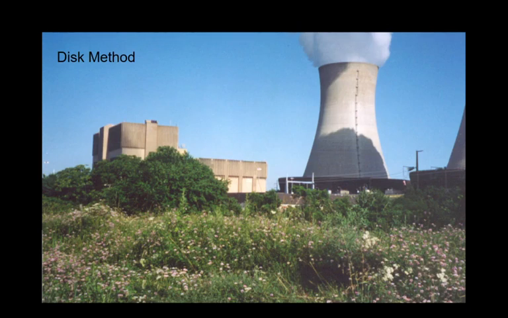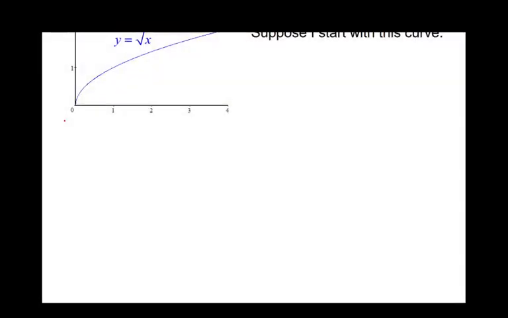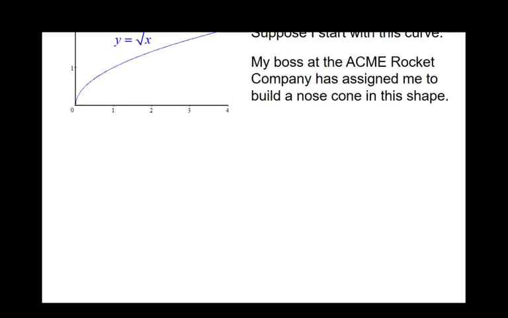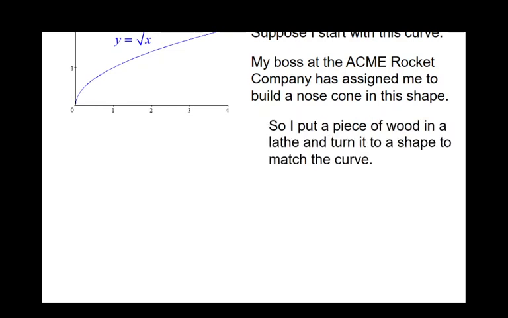Okay, so a basic example would be something like this. Suppose I start with this two-dimensional curve, square root of x, something we know. And my boss wants to use this shape to build the nose cone of a rocket. So I'm going to put a piece of wood into a lathe and turn it to match this curve. Basically it's those videos where you see the piece of wood spinning and you create a shape out of that. And that's what we're going to be doing here.